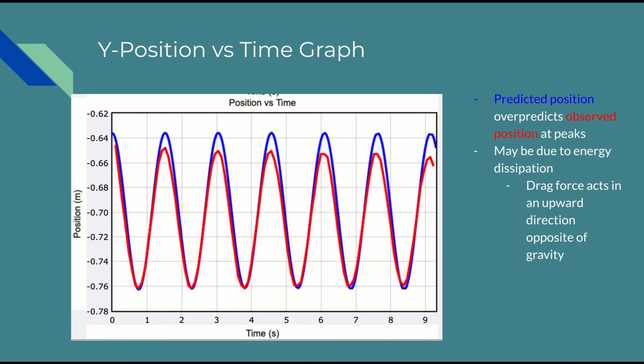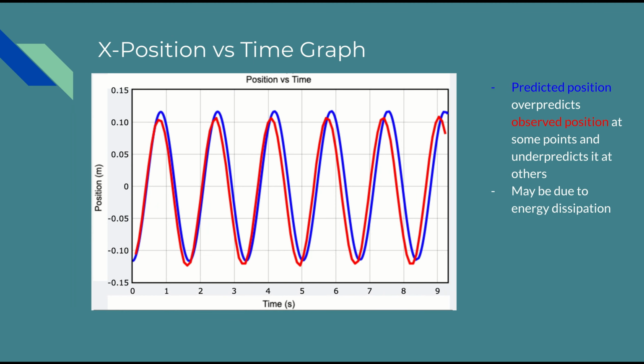In the y position versus time graph, the predicted position overpredicts the observed y position at the peaks. This may be due to energy dissipation, such as drag force in the positive y direction, opposite of gravity. In the x position versus time graph, the predicted position overpredicts observed position at some points and underpredicts it at others. This may be due to energy dissipation as well.